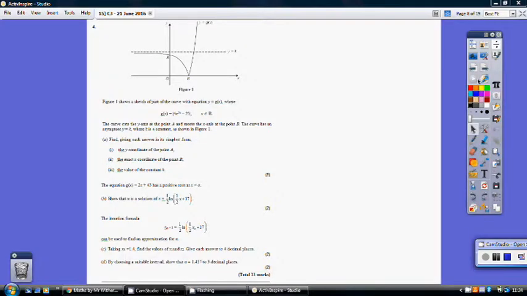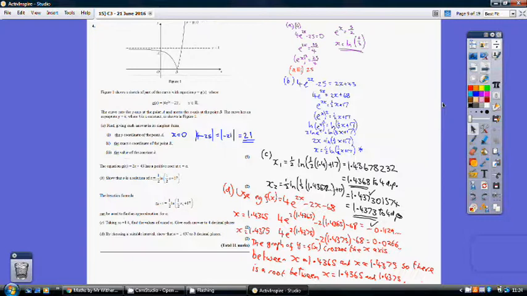Question 4. So for part A(i), we need to find the y-coordinate of the point A. So this is when x equals 0. So substituting x equals 0 into the g function, e to the 2 lots of 0 is 1. So 4 lots of 1 is 4. 4 take away 25 is minus 21. So the modulus of this is plus 21.